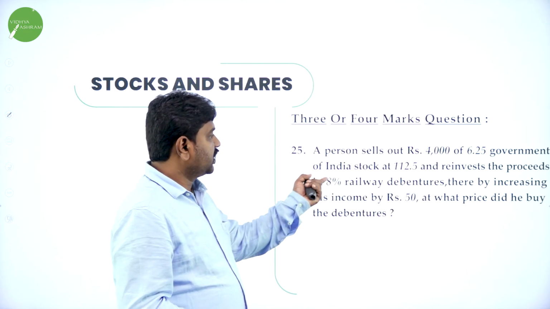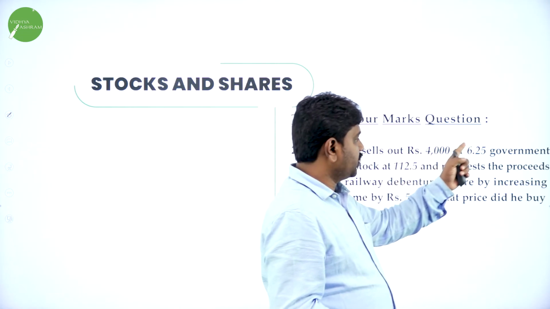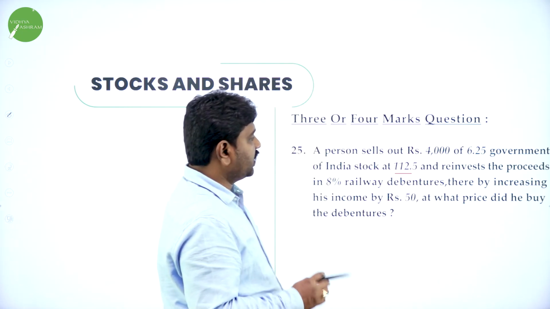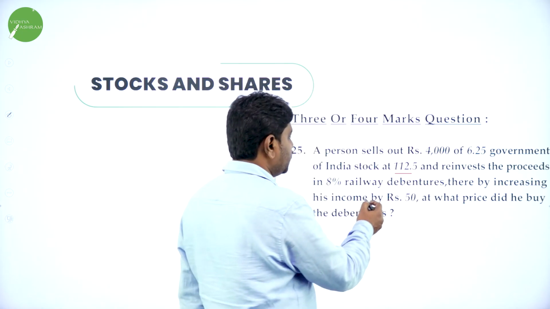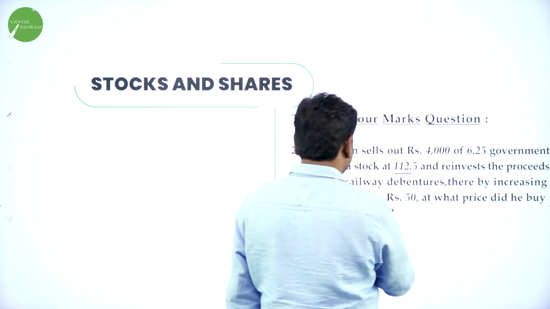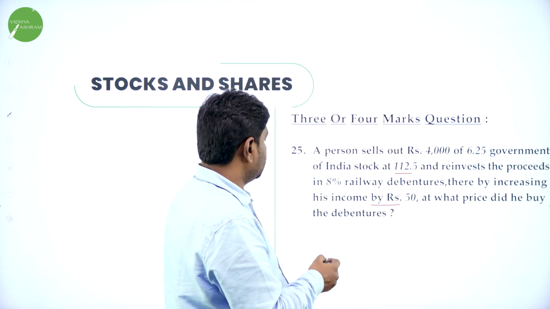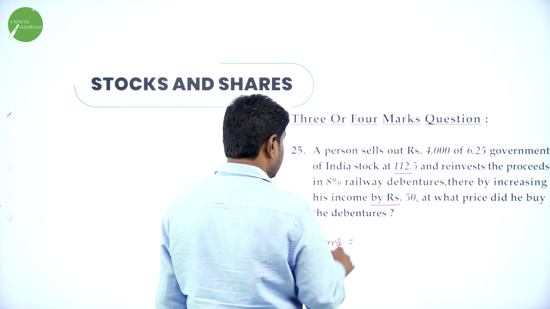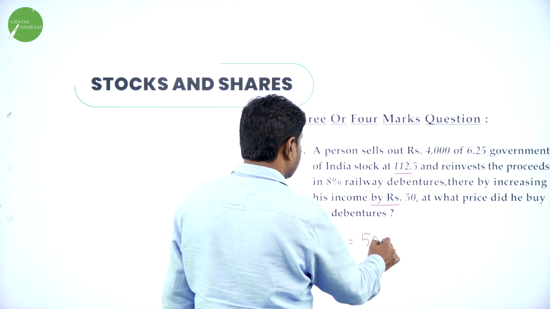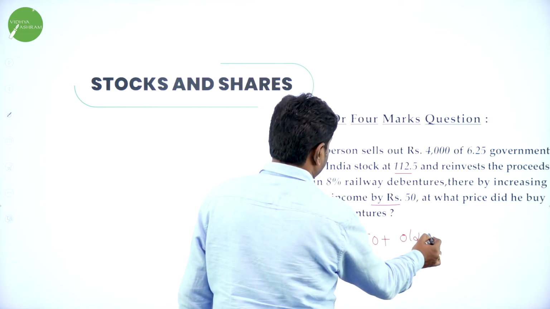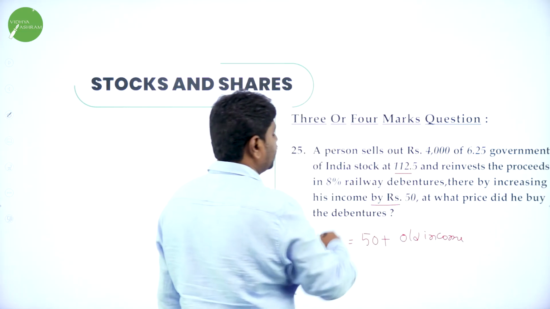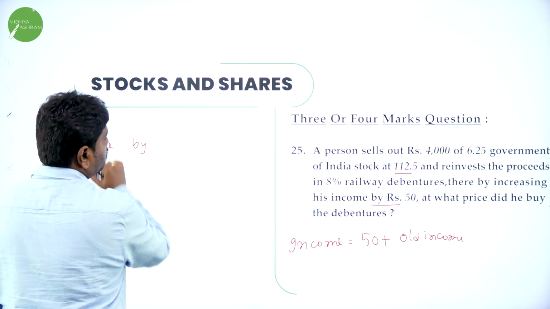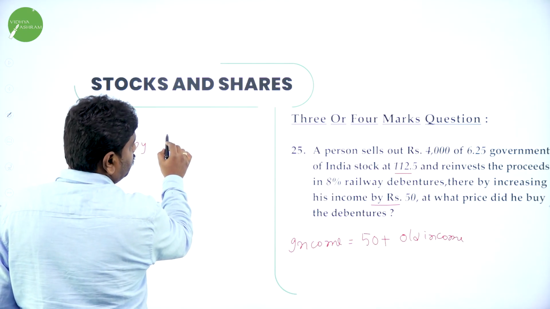And the next question: a person sells 4,000 of 6.25% Government of India stock at 112.5 and reinvests the proceeds in 8% railway debentures, increasing the income by 50 rupees. At what price did he purchase the railway debentures? Now, for the income they told, his net income will be 50 rupees more than the old income. First I'll calculate the income of the first case, the income by the government shares.